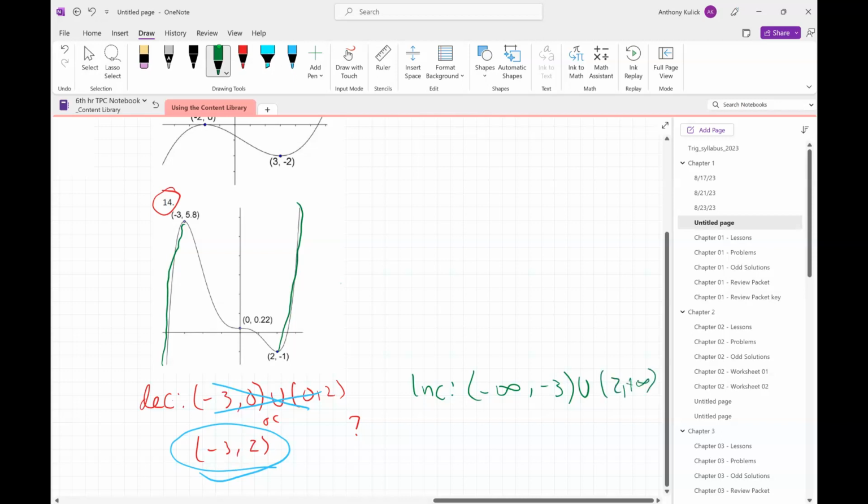Yeah. So -3 to 2 is the decreasing one, and then 2 to positive infinity was the other increasing piece. Again, we're only looking at x coordinates, right? When we're writing our intervals. Unless you're doing range. Range is about y's, but increasing, decreasing, etc., we always use x's to describe.